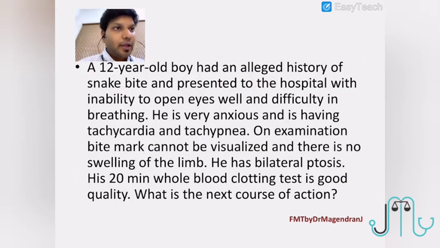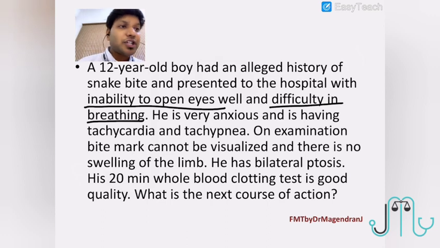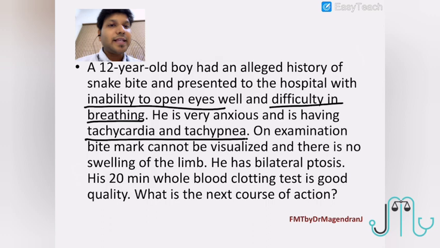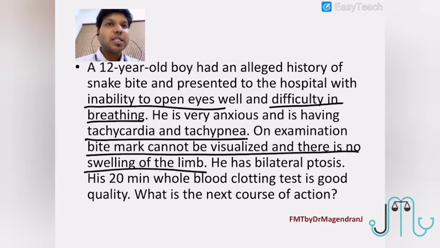A 12-year-old boy had an alleged history of snake bite and presented to the hospital with inability to open the eyelids. First keyword. Difficulty in breathing. He has breathlessness, and he is very anxious and has tachycardia and tachypnea as well. On examination, the bite mark cannot be visualized, and there is no swelling of the limb. You remember, bite mark is not visualized and there are no local symptoms. He has bilateral ptosis, and his 20 minute whole blood clotting test is normal. What is the next course of action?